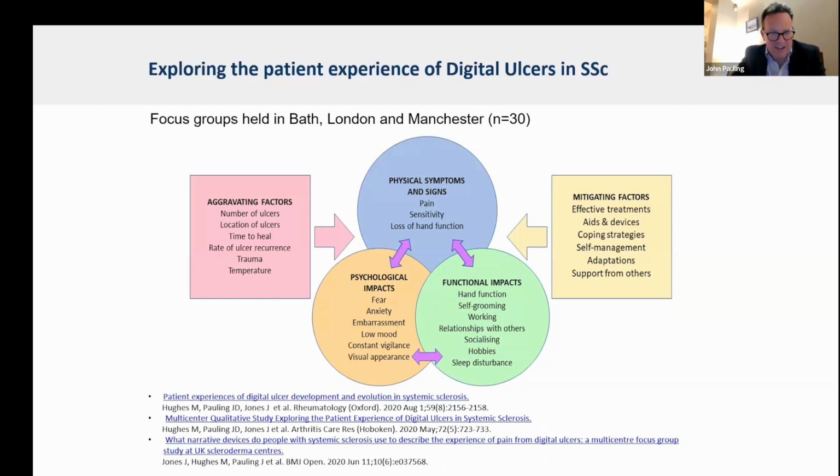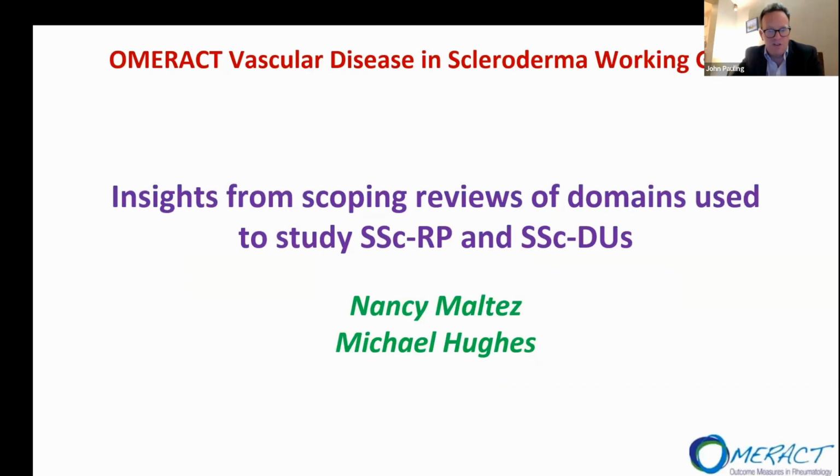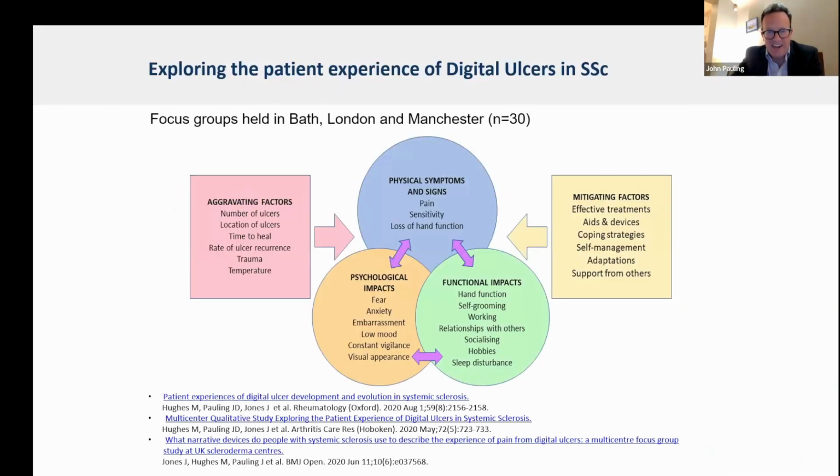Thanks. And actually, we undertook a number of different analyses looking at not just the broader patient experience of digital ulcers, but also the nature of pain in digital ulcer disease, and the patient experience of how these digital ulcers develop and evolve over time. We wanted to understand that healing process and how the symptoms evolved during that process. So we learned a huge amount of insight from this work, and I'll be glad to answer any questions later on in the meeting.